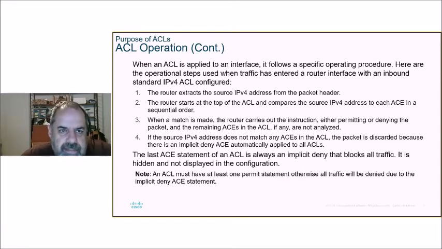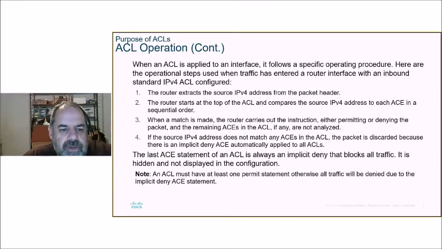So, when an ACL is applied to an interface, it follows a specific operating procedure. Here are the operational steps used when traffic has entered a router interface with an inbound standard IPv4 ACL configured. The router extracts the source IPv4 address from the packet header. It starts at the top of the ACL and compares the source IP address to each access control entry in sequential order. When a match is made, the router carries out the instruction, either permitting or denying the packet, and the remaining access control entries are not analyzed, so it's first match.